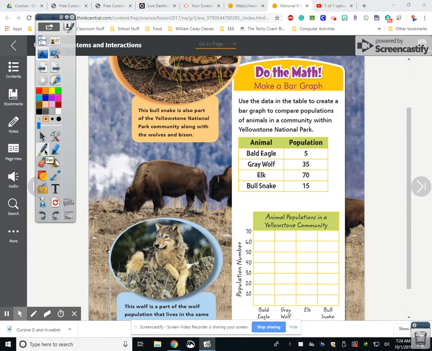So we're going to make another bar graph. It says use this data in the table to create a bar graph to compare populations of animals in a community within Yellowstone National Park. So bald eagle has 5 of them, gray wolf has 35, elk has 70, bull snake has 15. So bald eagle is going to be shaded in right here. There's only about 5 of them. That's half of 10. The gray wolf, there's 35 of them. So that's going to be between 30 and 40. So shade that in. And the elk has 70. There's a ton of them. So that's going to be the whole bar graph. And the bull snake, there's 15 of them. So that's going to be between 10 and 20.